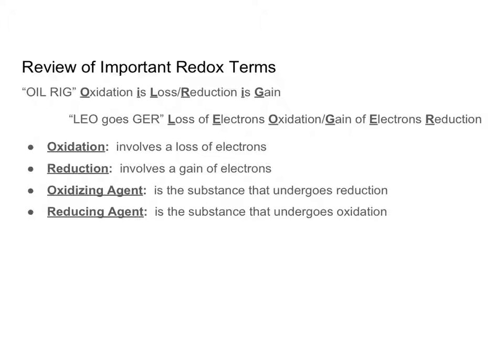Just to review, we have OIL RIG or LEO goes GER, whichever one you feel more comfortable with. OIL RIG says oxidation is a loss of electrons and reduction is a gain of electrons. Whereas LEO goes GER says loss of electrons is oxidation and gain of electrons is reduction. Oxidation involves a loss of electrons. Reduction involves a gain of electrons. And new this year, you don't have to identify what the oxidizing agent is or the reducing agent anymore, which is what we did talk about the first time around.